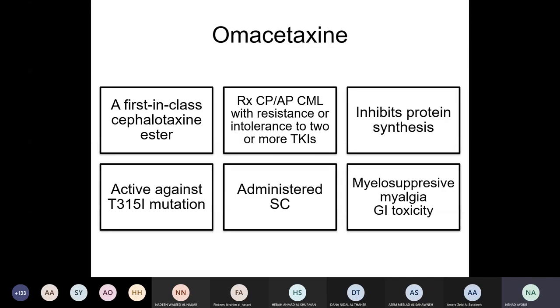Omacetaxine we consider a salvage regimen. Okay, meaning patients who tried more than two TKIs and did not respond or were intolerant, you can then try omacetaxine. The good thing about omacetaxine is that it is effective, okay, in patients who have the gatekeeper T315I mutation. So one of the options, along with ponatinib, if the reason for failure of therapy was T315I, we can consider omacetaxine. Of course it is subcutaneous administration, not very convenient compared to TKIs, but it's an option, okay? It mostly causes myelosuppression, so the drug is very myelosuppressive. The patient must be monitored carefully for signs of infection, complete blood picture, and so on.